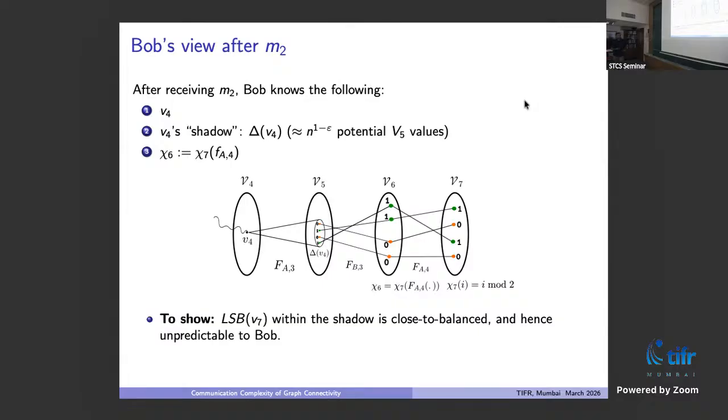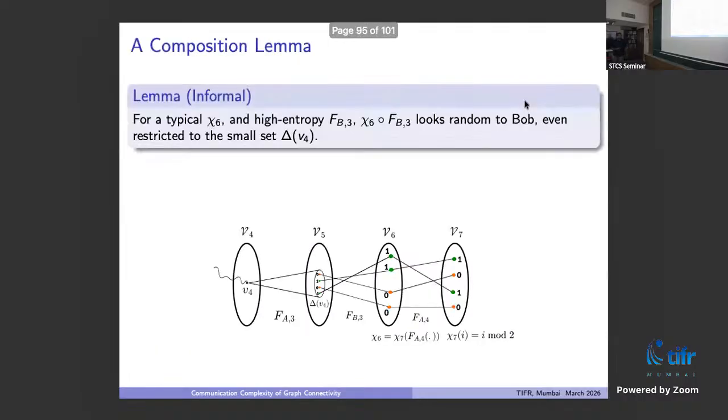Okay, so this involves showing that the LSB of V7 within the shadow, or within the potentialities of V5, is close to balanced. That, depending on the random functions given to Alice and Bob, these could turn out to be balanced as 0, 1. What do I mean by balanced? Where does this vertex in the shadow lead to? Does it lead to a 1 vertex in V7 or does it lead to a 0 vertex in V7? As you vary FB and FA, this answer varies close to balanced across the set. Okay, so this is the informal lemma. So for this, we need to work with compositions of high entropy functions. And this is the informal statement of the lemma.